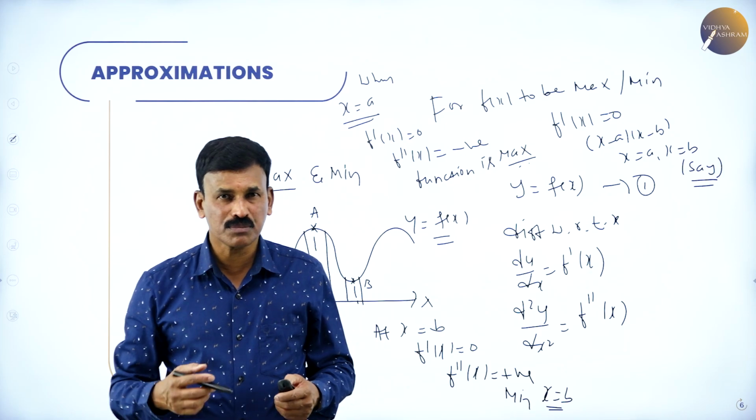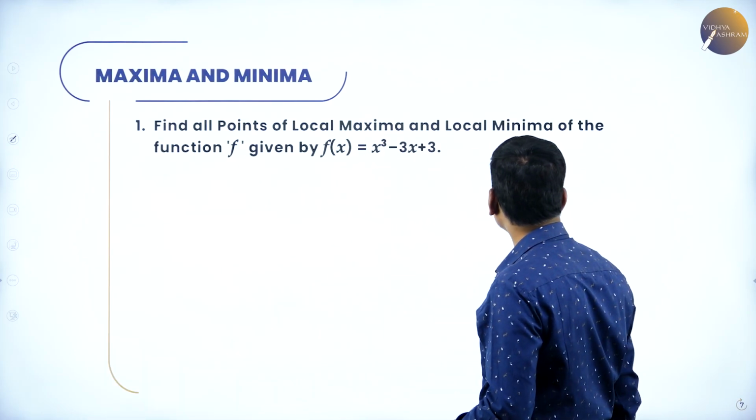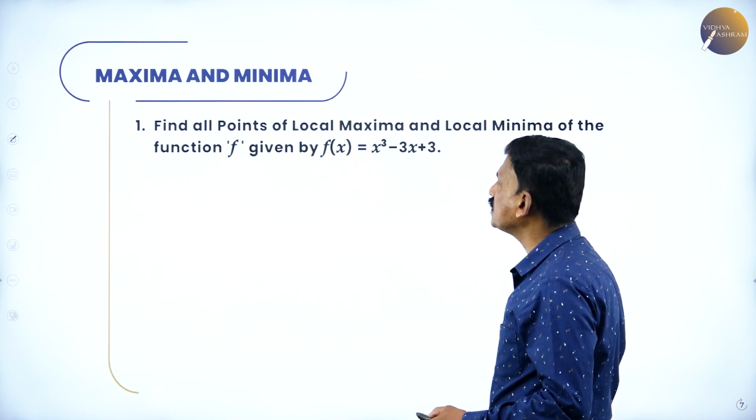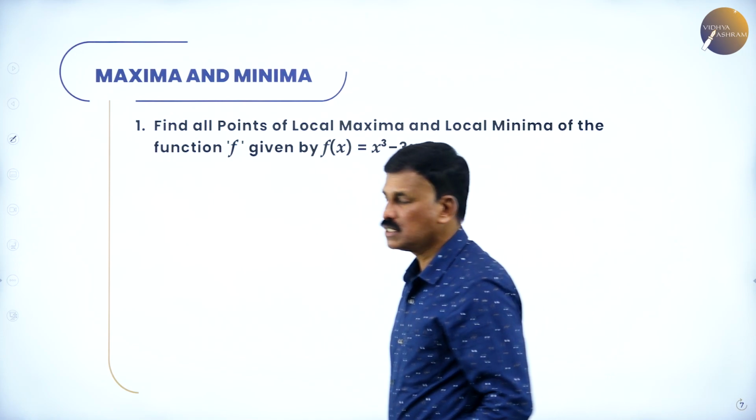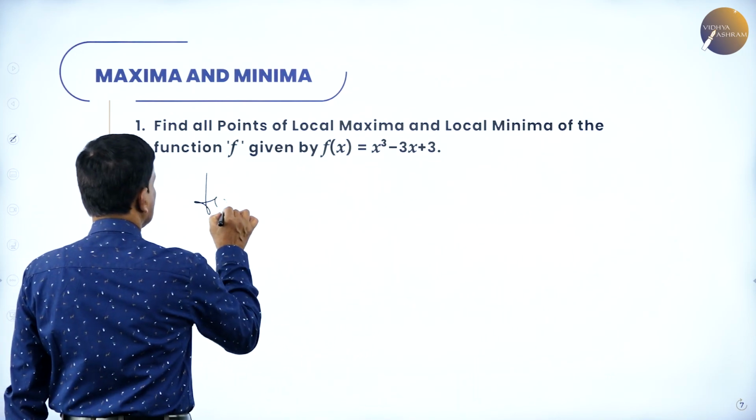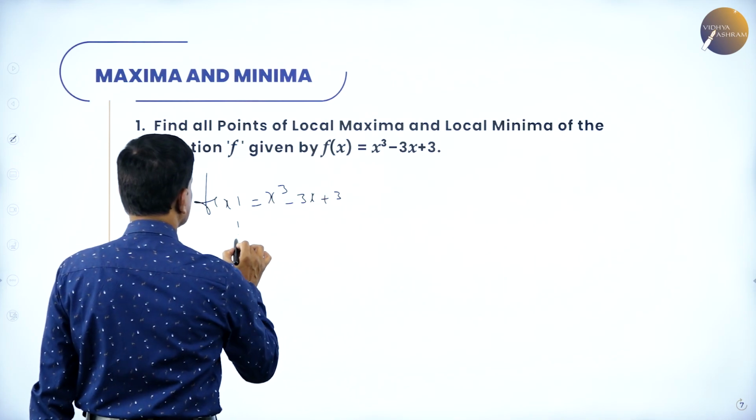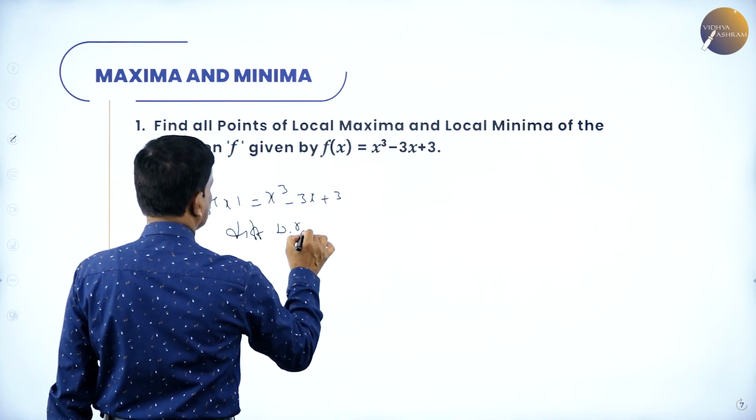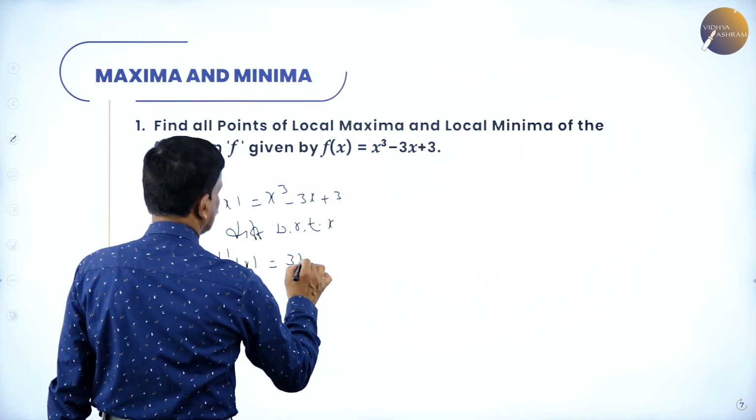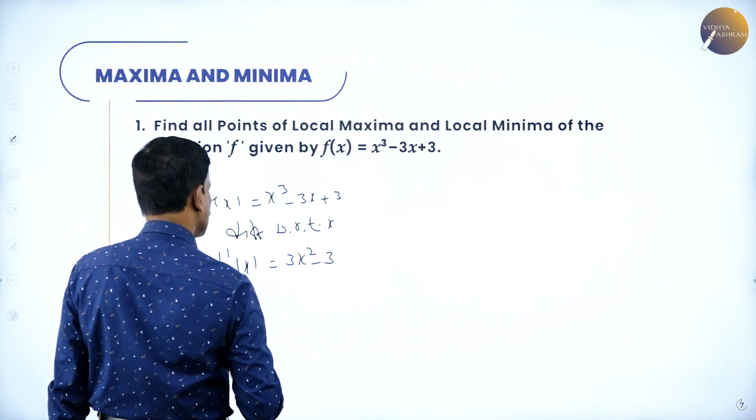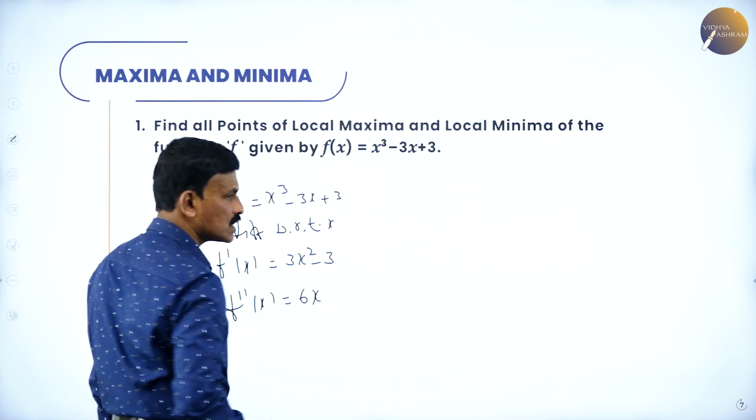Now let us move on to a problem based on this. Find all the points of local maxima and local minima of the function f given by f of x is equal to x cube minus 3x plus 3, right? Now this is the given problem. F of x is equal to x cube minus 3x plus 3. Differentiating with respect to x, what you will get? F dash of x is equal to 3x square minus 3. If you want, you can differentiate again. F double dash x is equal to 6x, right?